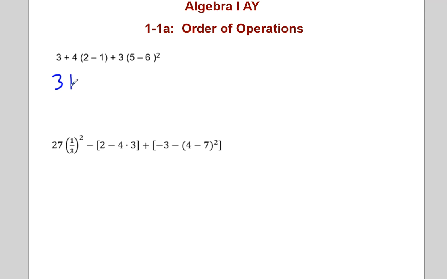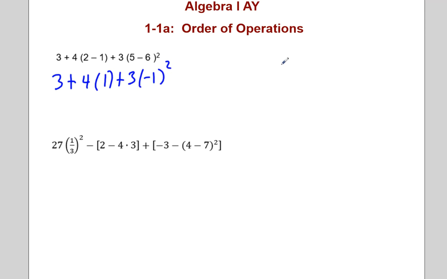So 3 plus 4 parentheses, 2 minus 1 is 1. We could do this mentally, but I'm just doing the instruction thing. Plus 3 times 5 minus 6 is a negative 1 in parentheses squared. Now, we did inside the parentheses. Now we're going to do our exponent right here. And I might as well go ahead and do the 4 times 1 too. Now negative 1 times negative 1, of course, is a positive 1.